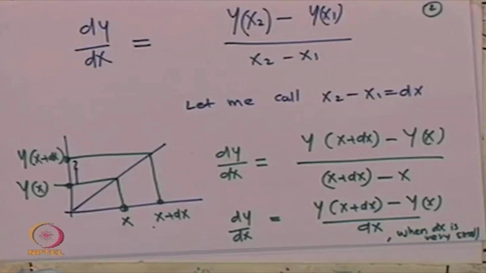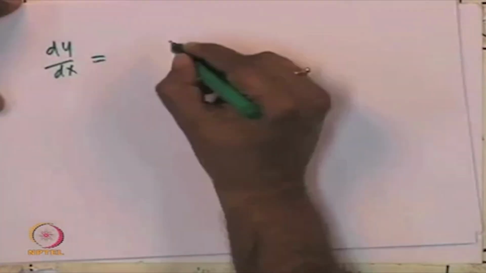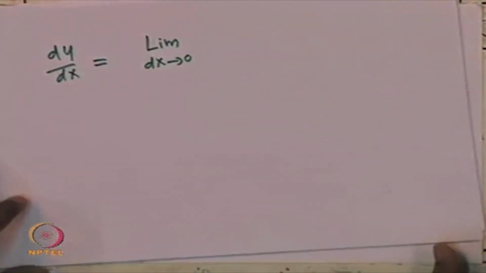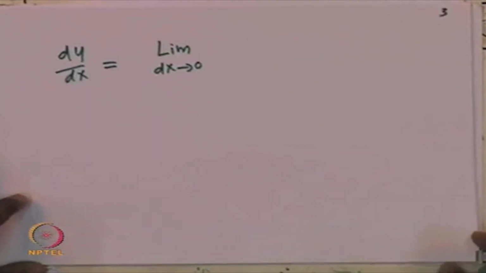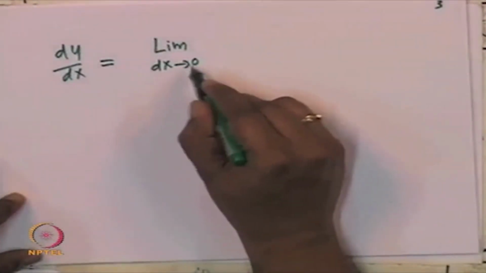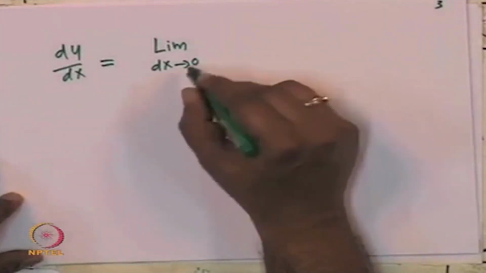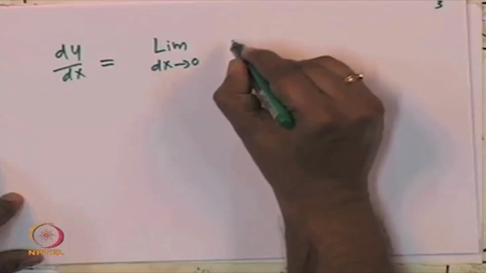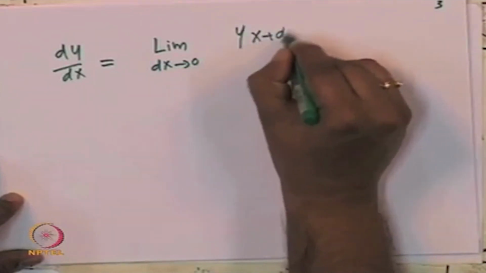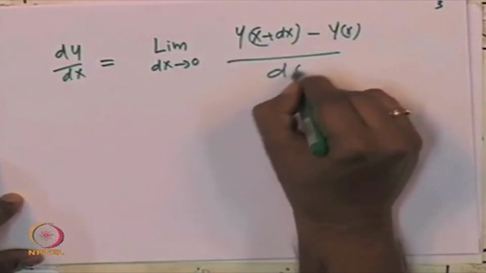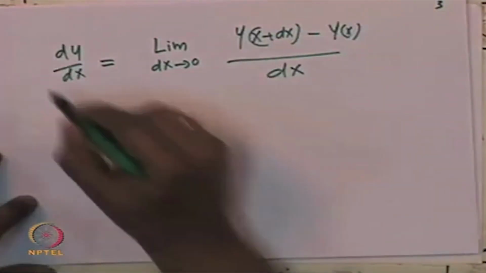So, strictly speaking, the definition of dy by dx is, mathematically, the limit as dx goes to 0. That means the dx gets smaller and smaller, as small as very close to 0. So, dx arrow 0 means when dx is very small, close to 0, y of x plus dx minus y of x, divided by dx. So, this is the definition of derivative.